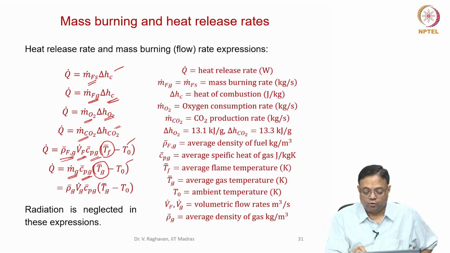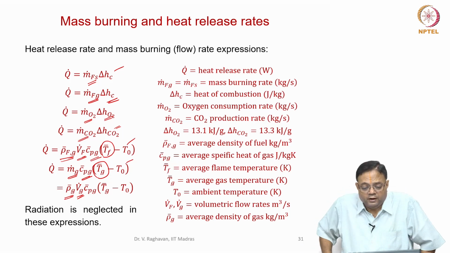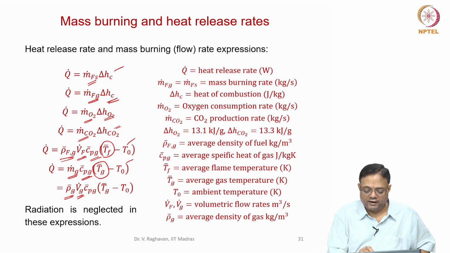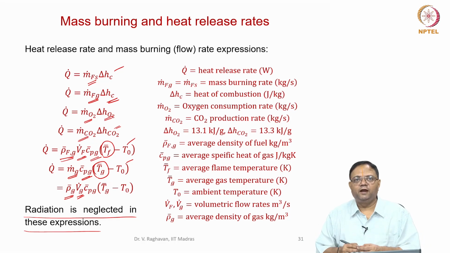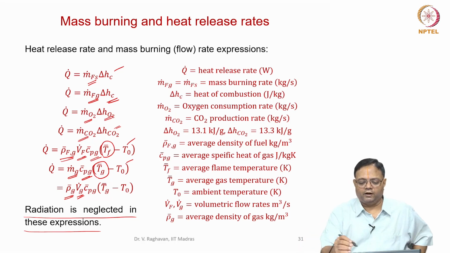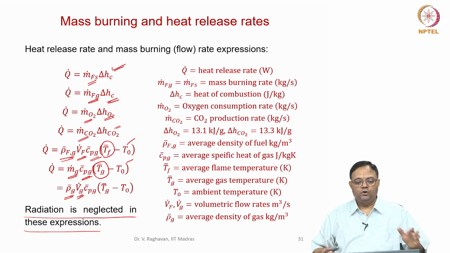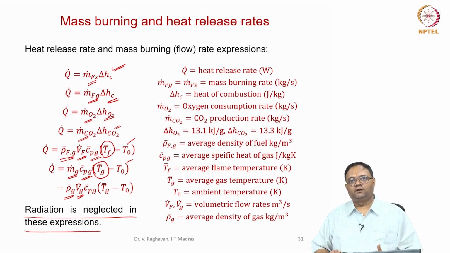So, this is also equal to, I can write m_g dot as rho g, average density of the gases, into volumetric flow rate of gases into Cpg into delta T. So, when you consider these expressions, normally radiation is not included. Okay. We need, once a steady burning occurs, the heat release rate can be found. When the heat release rate can be found, I can use this expression for the mass loss rate. Different types of calorimetries are available to measure the heat release rate. From that, I can find the mass loss rate.